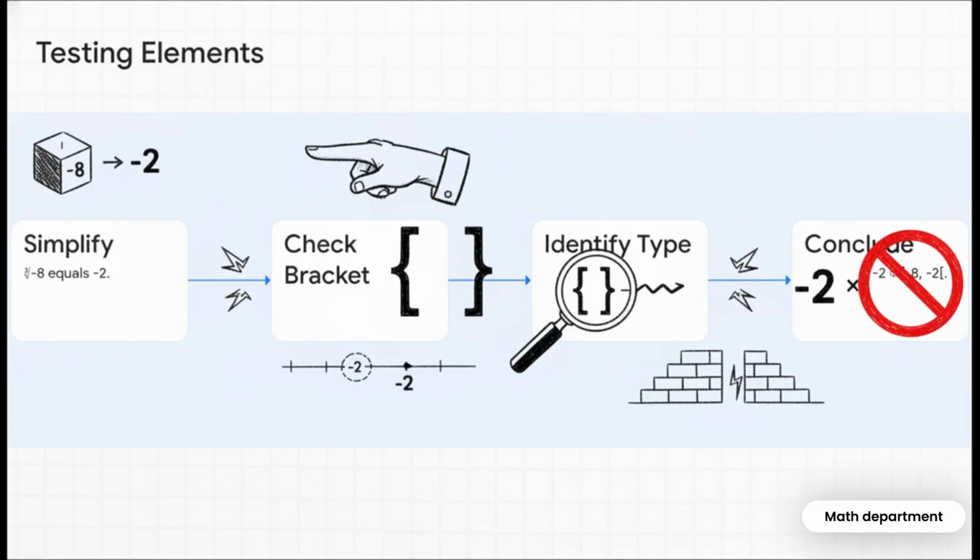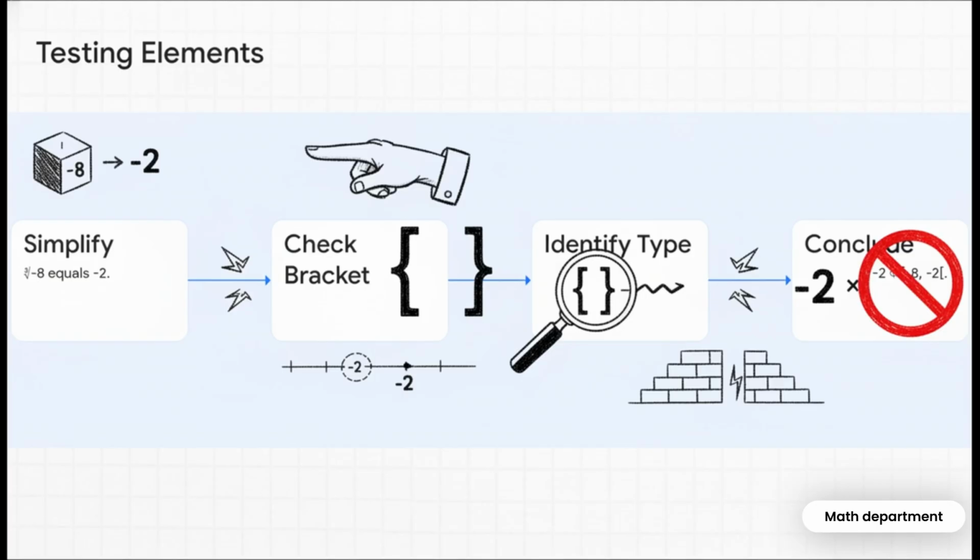Step 1, we simplify the math. The cube root of -8 is exactly -2. Step 2, we look at our interval. What kind of bracket is sitting right next to the -2? Step 3, well, we can clearly see the bracket is pointing away from it. It's an open bracket. So the rule tells us that boundary is a strict wall.